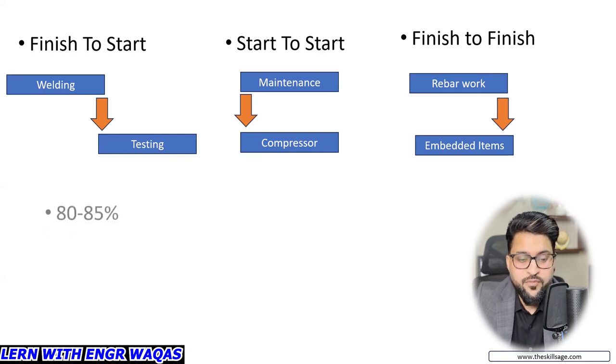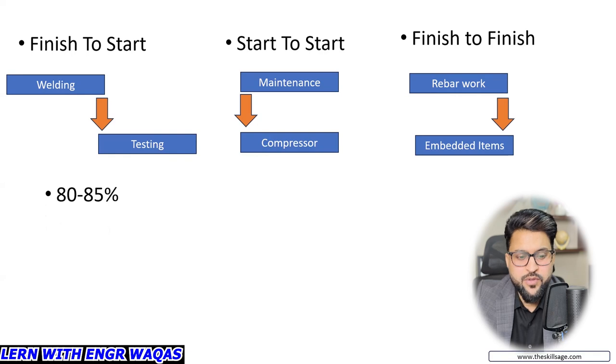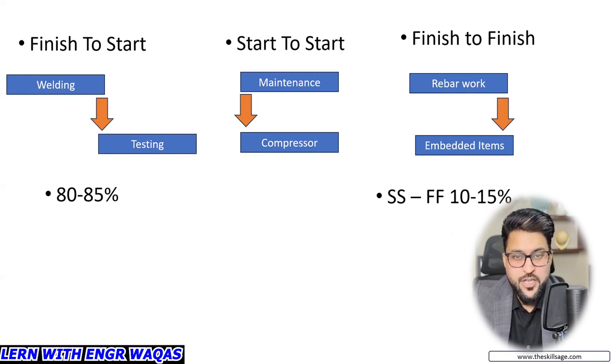So what is the probability? Whenever we are working on our scheduling work, we are going to give 80 to 85% finish to start relationships and 10 to 15% mix and match of start to start and finish to finish relationships. So these are the things we are going to follow.